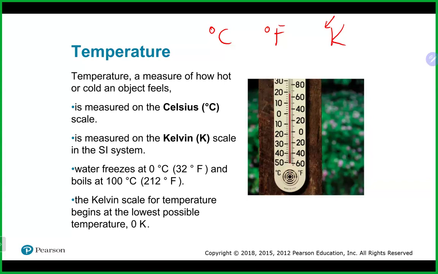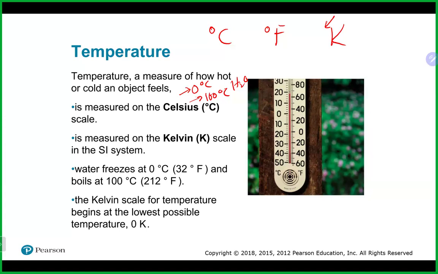And again, on thermometers. On the Celsius scale, for example, water freezes at 0 degrees Celsius and it boils at 100 degrees Celsius. On the Fahrenheit scale, it will freeze at 32 degrees Fahrenheit and it will boil at 212 degrees Fahrenheit. That is also the difference in terms of how we do conversions between those.